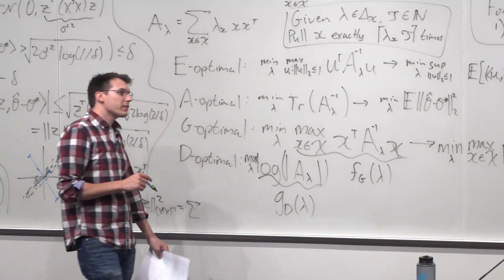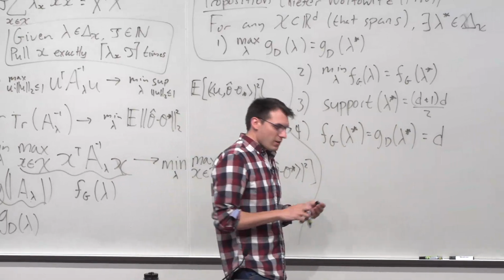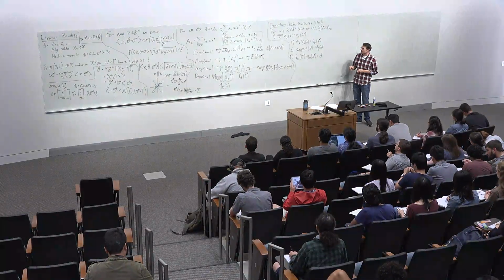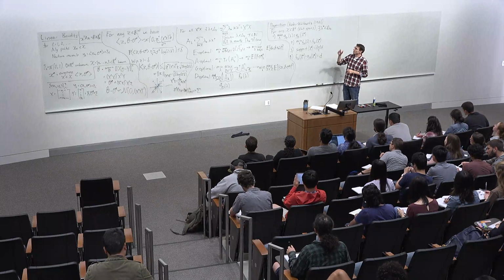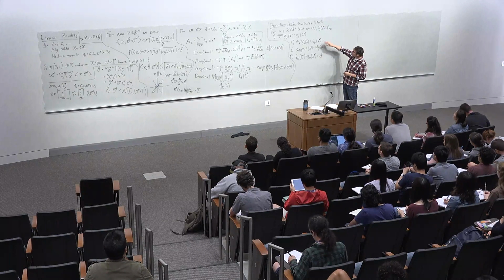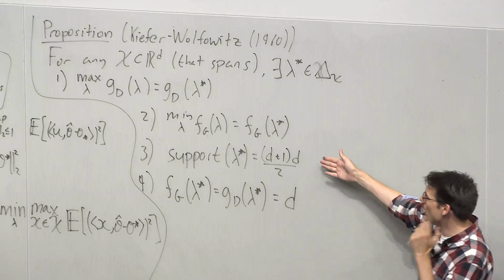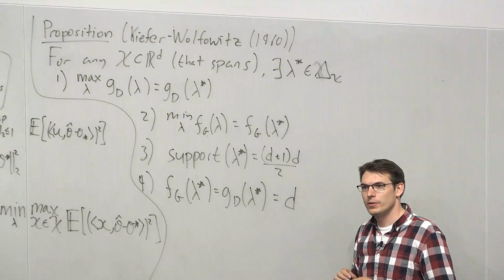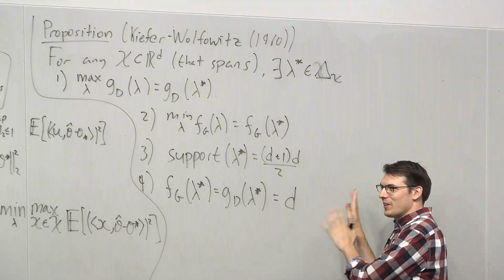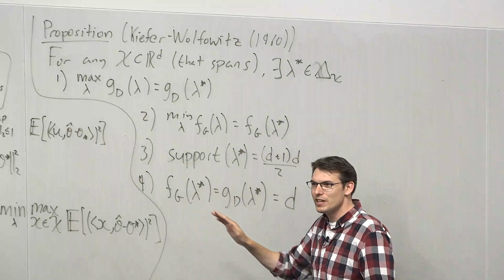And Kiefer-Wolfowitz says that these two are the same. Minimizing the G-optimal design and maximizing the D-optimal design give exactly, there exists a single vector lambda star that achieves both. The value of them is equal to d. And there exists a lambda star that has support at most d plus 1 times d over 2, regardless of the size of X. This is an amazing theorem, by the way. And it's not at all obvious that G-optimal design is related to D-optimal in any way.